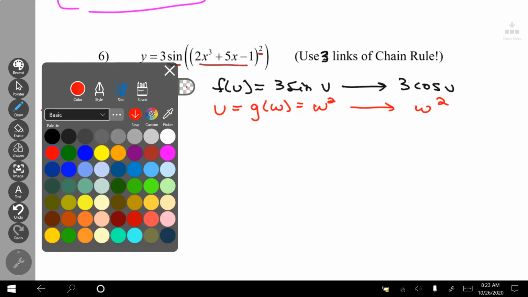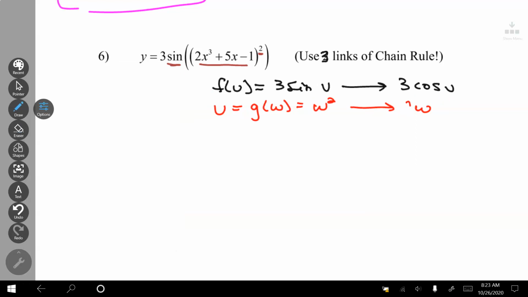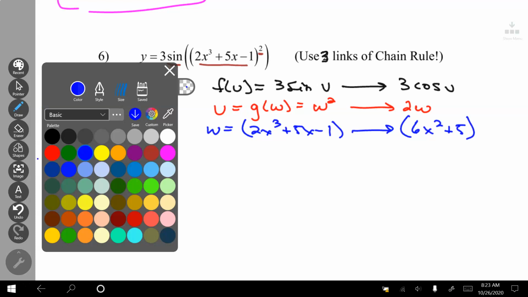Oops, sorry. That's not right. That's not its derivative. It's 2 times that something. And then finally, I have w is a function of x, and that's just going to be 2x cubed plus 5x minus 1. Parentheses around it because there's more than one term, and that derivative is going to be 6x squared plus 5. And notice I need to put parentheses around it. Okay, now I have 3 links in my chain.